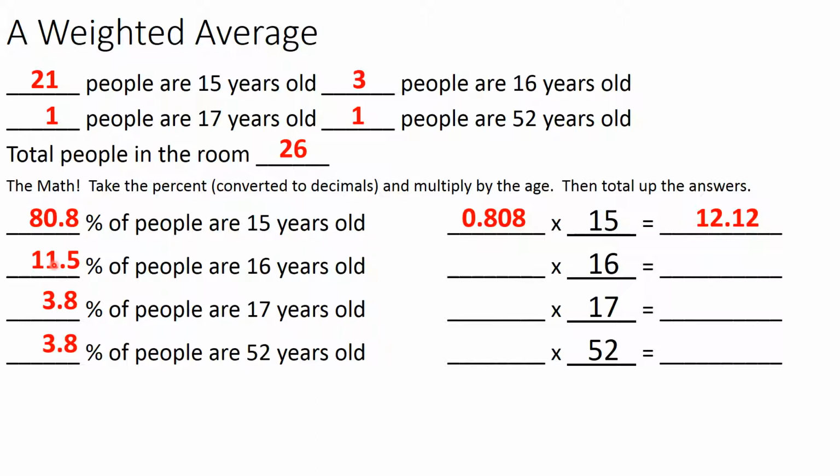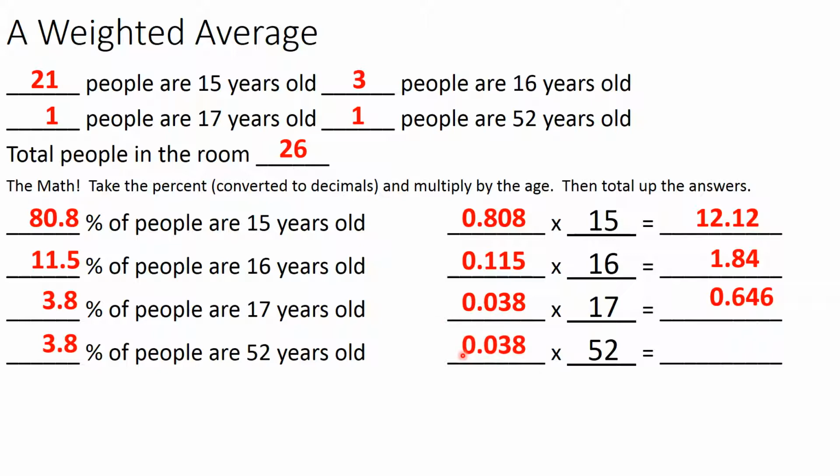We do the 11.5% the same way, move the decimal point two places to the left, and we get 0.115. Multiply that number times the 16, and we get 1.84. Now for 3.8, we need to move it two places to the left, but there aren't two places to the left. So we have to add a leading zero here in front of the 3. So we get 0.038. Don't forget that. There is that zero right there, and without it, you've got the wrong number. So the 0.038 times 17 gives us 0.646.